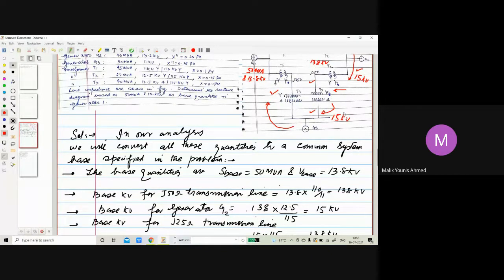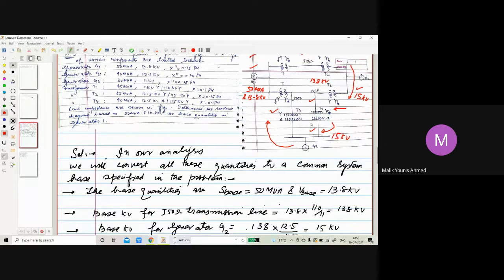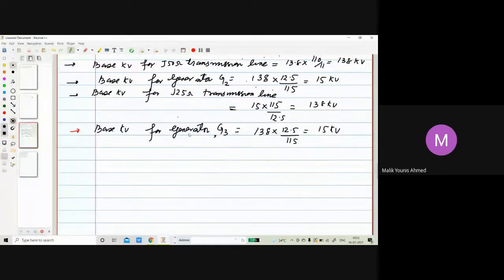Now moving to the last section, the base kV in again another 25 ohm transmission line. This is generator G3, we will move up to here, and there is a T3 transformer again. So we have to find the base kV in the 25 ohm transmission line, last. So we'll write again base kV for the 25 ohm transmission line.